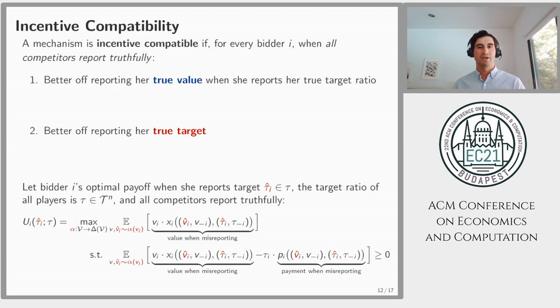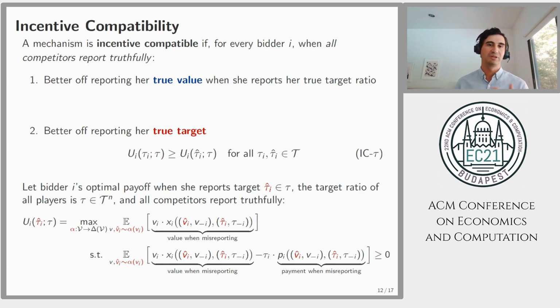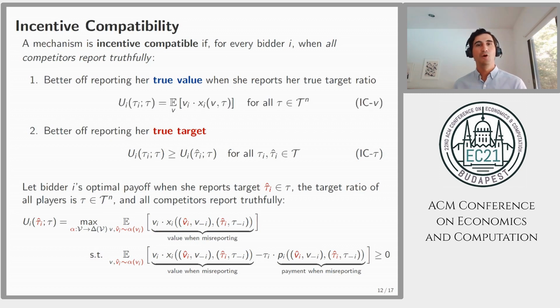Okay, so the value that you get from misreporting minus the original target τ times the payment should be greater than or equal to 0, taking expectation over all values and also the randomization of the strategy. Now, with this notation, what it means is that you should always be better off reporting τ instead of τ̂. And also, in the first condition, what we mean is that if you report your true target, then you should always be reporting your true value.